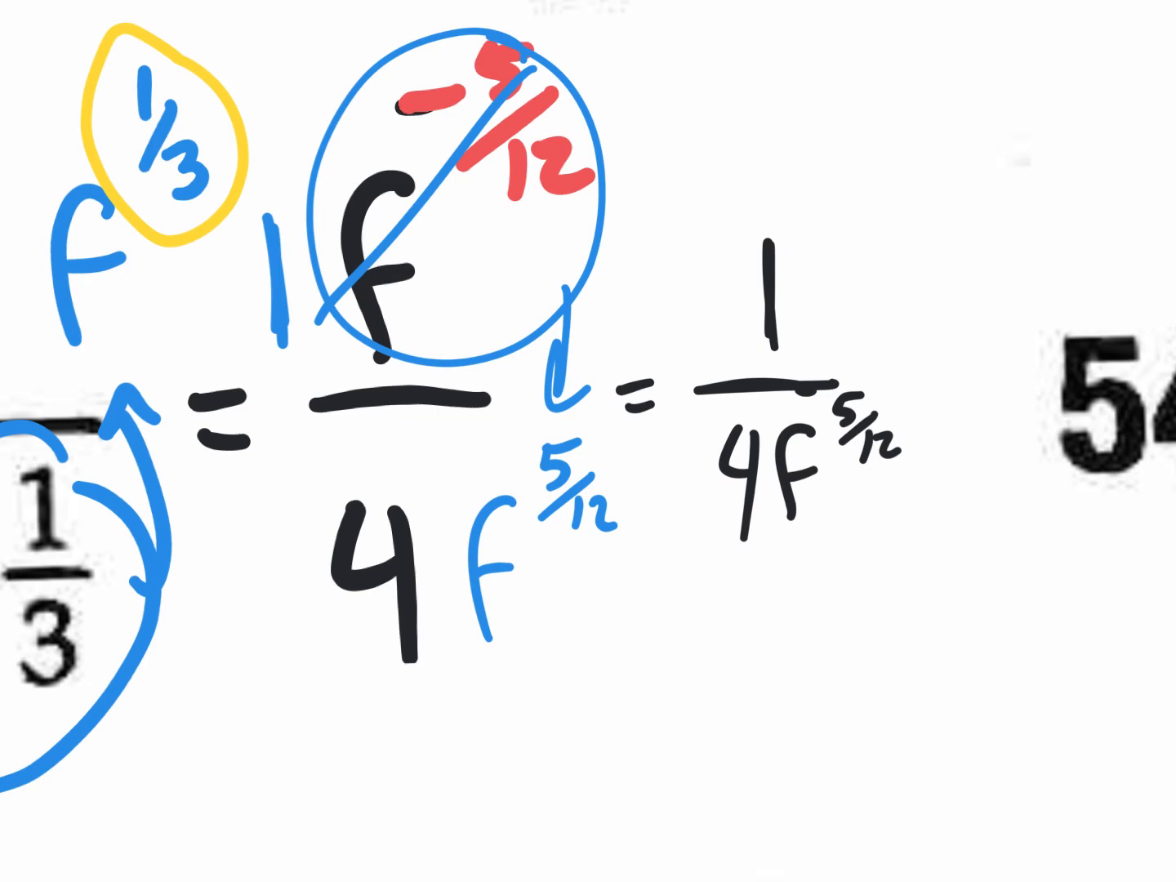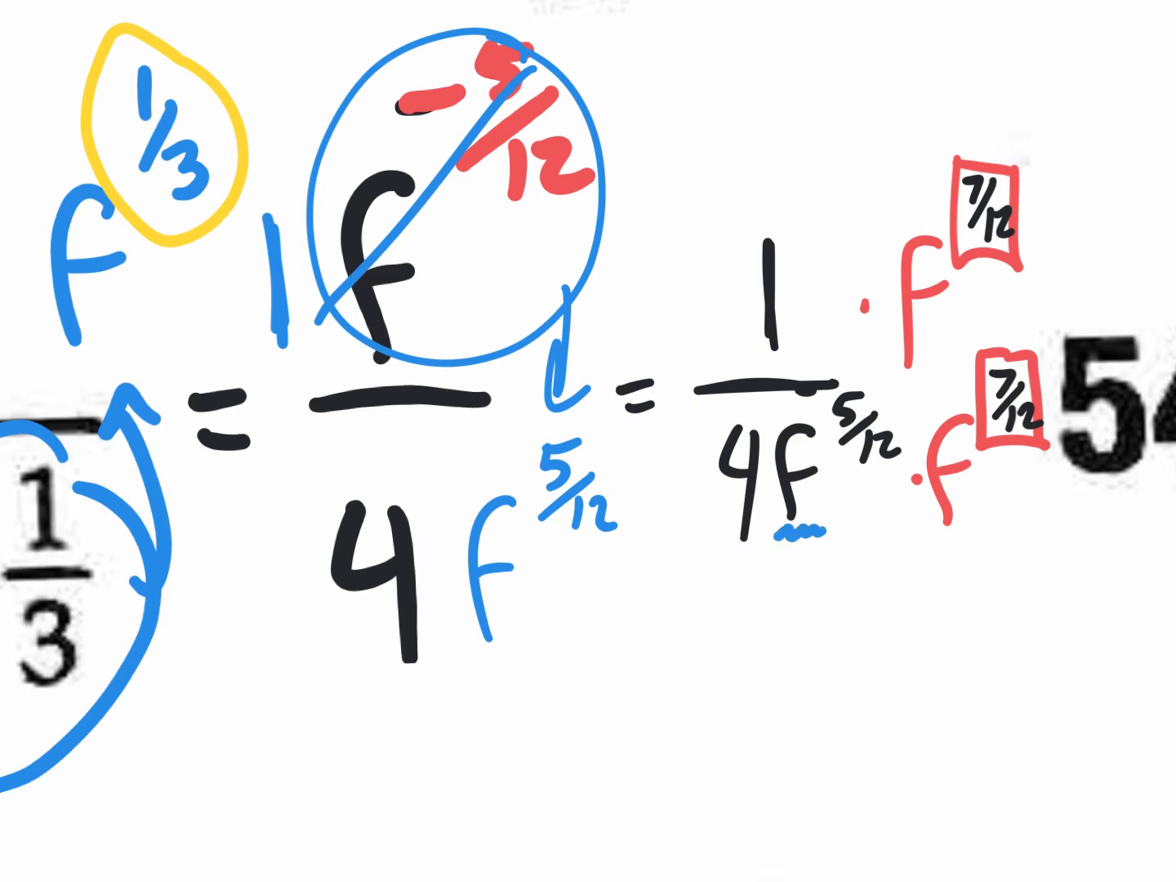I need to multiply both top and bottom by f to a certain power that will make this whole. So f to the what times f to the 5/12 would make it whole, which technically means 12/12? 7 over 12, right? So we need to put an f to the 7/12 right here, f to the 7/12 right there. So when we add the f to the 5/12 with the f to the 7/12, that will become f to the 12/12.